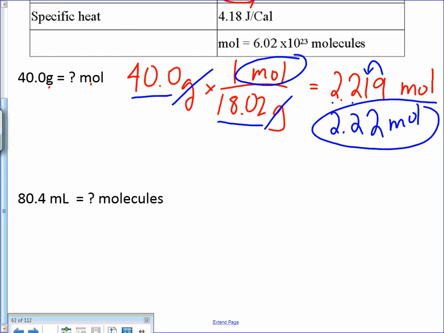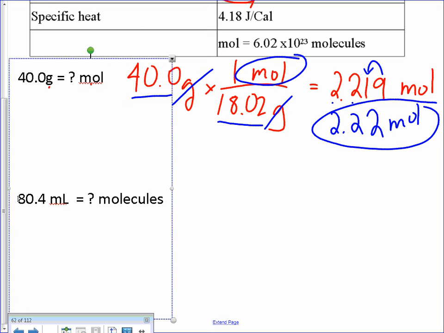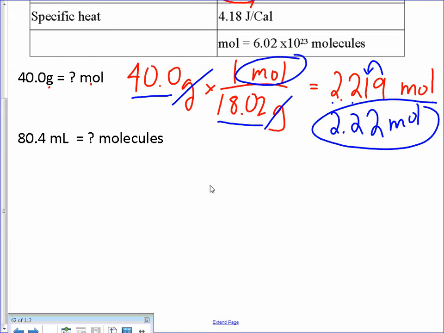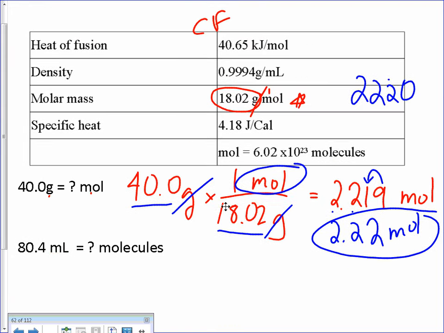Okay, so I'm going to pull this little question up so you guys can see all the conversion factors. The question is molecules, right? What's my starting point? Milliliters. Do you see any conversion factors with both of those units? No. So this one's harder because it requires 2 steps or 3 steps, not 1 step.